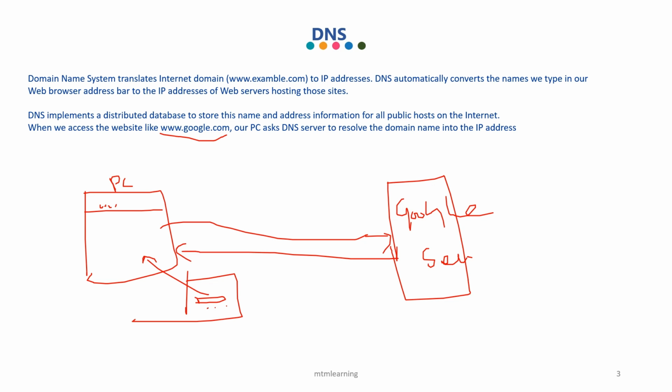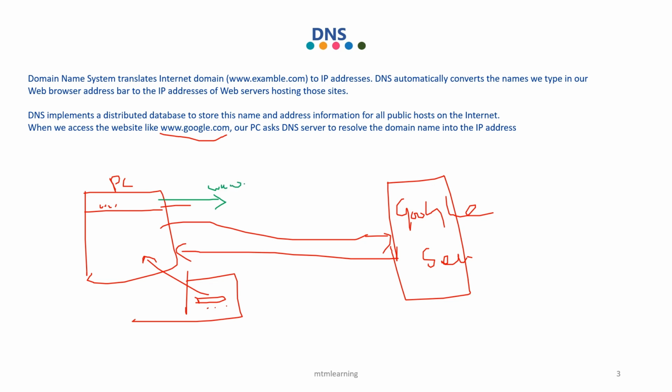But in between, it's not happening exactly how we just see. There is something in between. What is that? For example, when you type www.google.com, when things leave your PC, let me just try to change the color. So when things leave your PC, it does not leave as www.google.com.